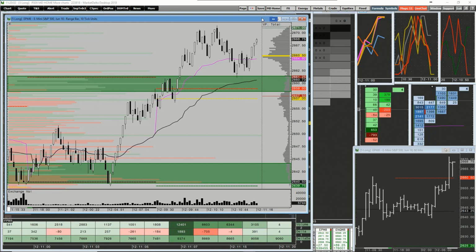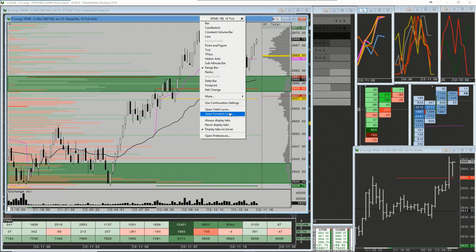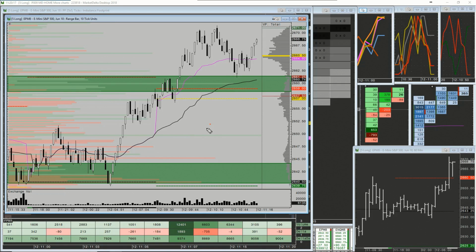And I will show you, if you right-click the top of this bar, you can see the many different options that CQG gives you. You can do candlesticks, line charts, point and figure, tick, T-flows. You can do range bars, Renkos, deltas, footprints, a whole bunch of bar types. My favorite is the actual tick chart, and this is actually a point and figure reversal chart type.